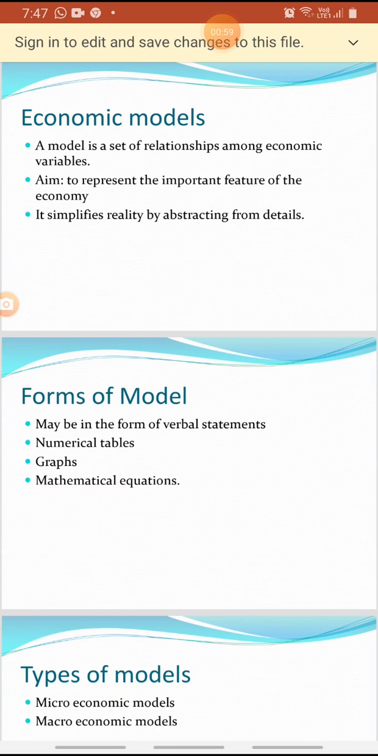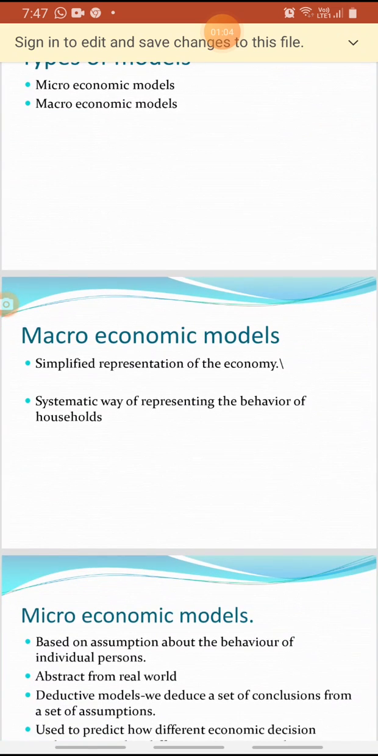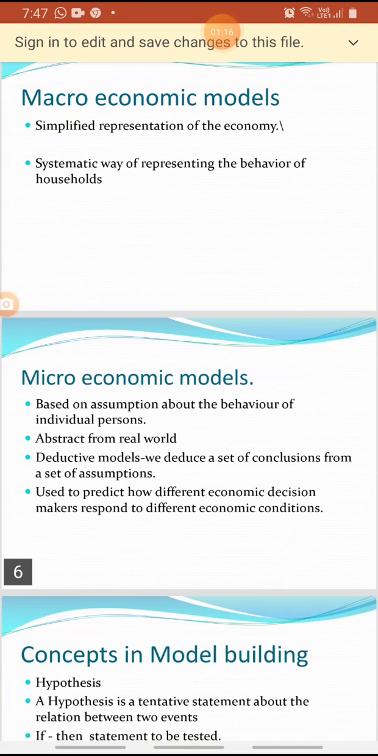There are two types of models, microeconomic models and macroeconomic models. Macroeconomic models are the simplified representation of the economy as a whole. It is a systematic way of representing the behavior of all individuals or all the households. Microeconomic models are based on the behavior of individual persons, individual units. It is abstract from the real world. Under microeconomic model building, we use the deductive method, that is, we deduce a set of conclusions from assumptions, which we use to predict how different economic decision makers respond to different economic conditions.